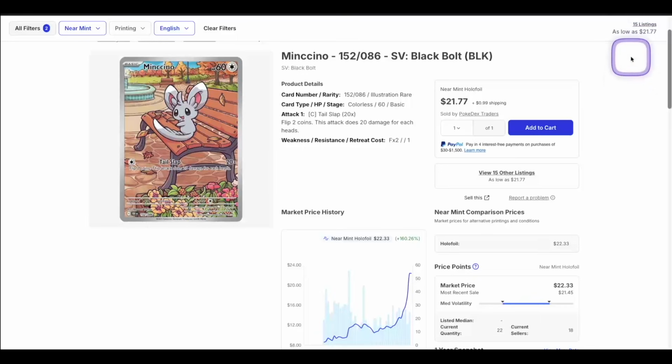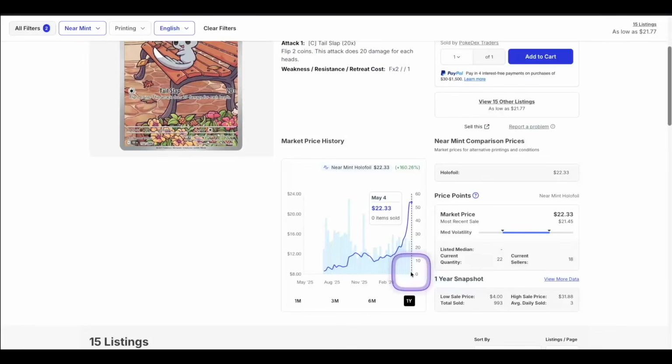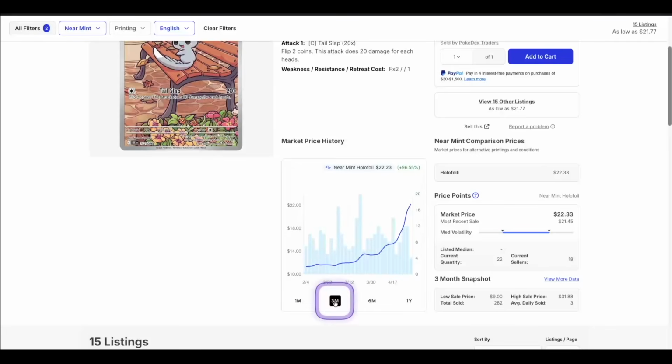If we go to TCG Player, for example, so let's say I'm on Minccino. This is from Black Bolt. Look at this chart from a year ago. Boom! I don't know what's going on, but definitely within the past 3 months, there's been a steady increase in price, steady gain. Where 3 months ago, Minccino was $11 and now it is about $22.